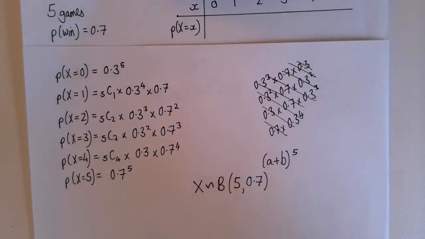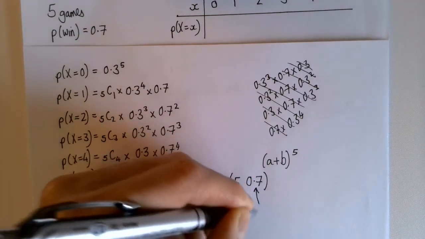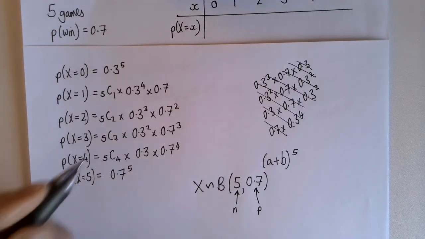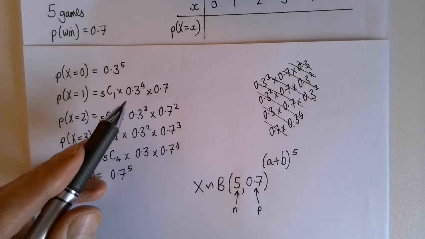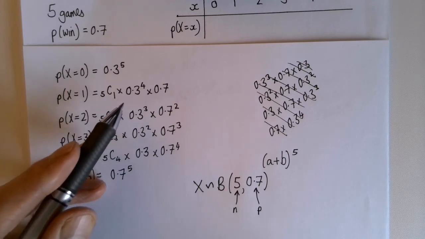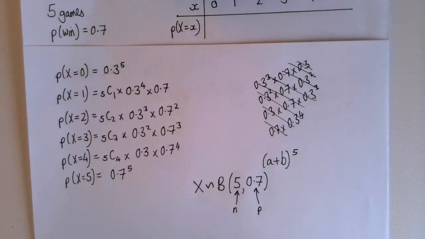So the binomial only works in certain situations. It only works where you're doing something repeatedly a fixed number of times, and every time you do it, there's a sort of success-fail scenario, and the probability of success stays the same. We call this number n, and we call this value p. 0.3 is 1 minus p. Sometimes the letter q is used for that, and I suppose that's a bit like the a and b from the pure version.